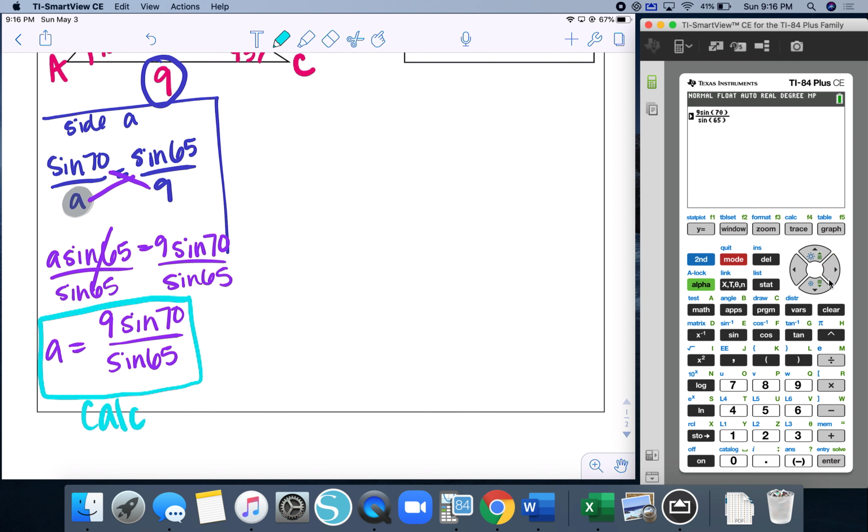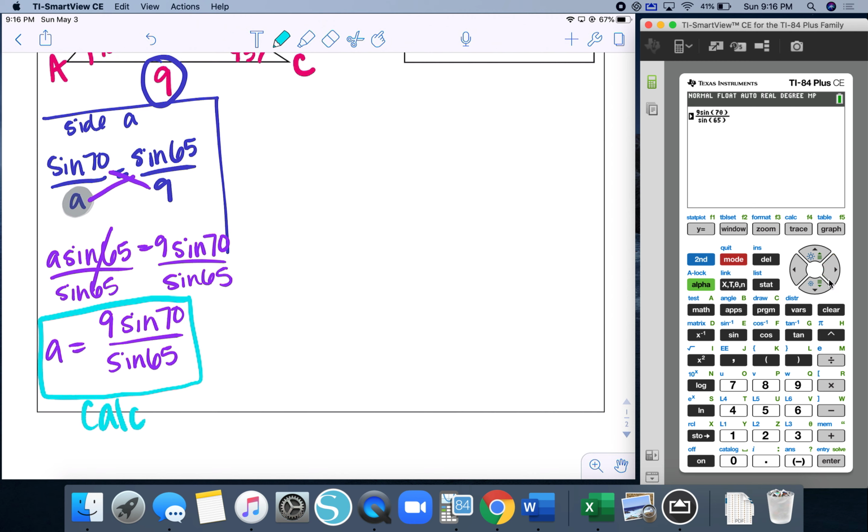Okay, so then to find side C, I can do something very similar. Now, I just found side A. I can absolutely use side A and angle A to use my proportion. However, what if I type something in wrong? What if I forgot to switch from degree to radian? What if I rounded wrong? The fact that I rounded means I probably shouldn't use it anyways.